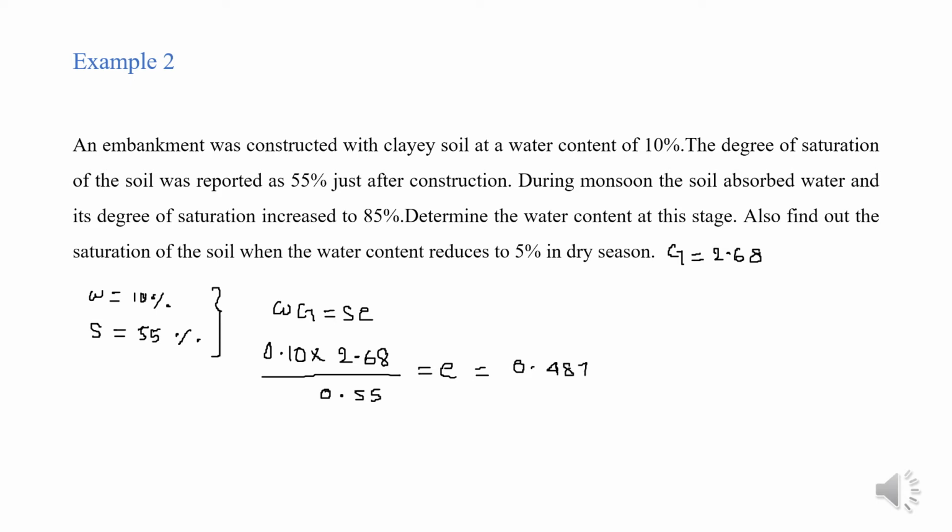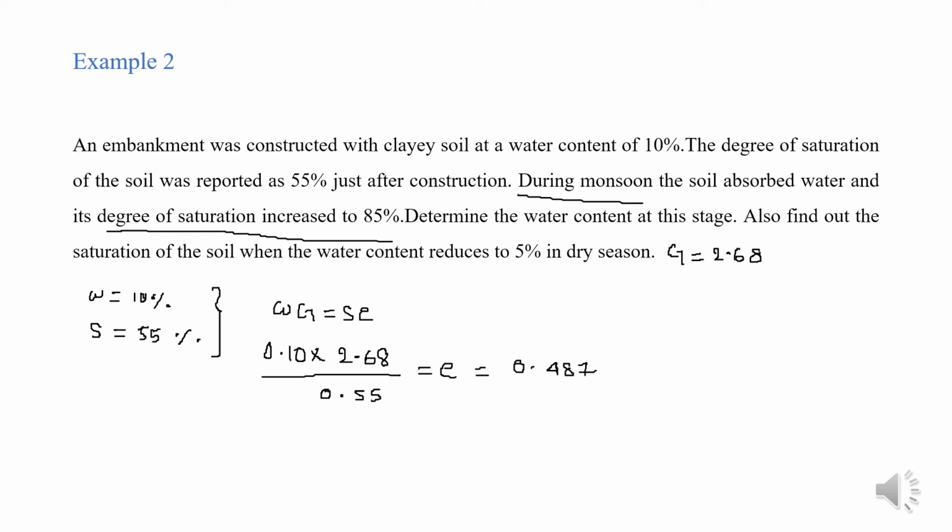So if we work it out, we get the void ratio as 0.487. Okay, so now what happened during monsoon? The soil has absorbed water, degree of saturation has increased to 85%. So what does that mean? It means that the saturation has increased, but my void ratio has remained the same.